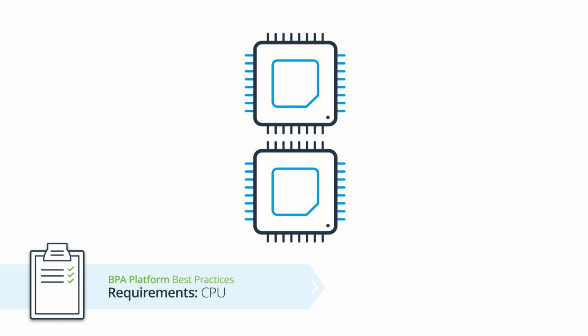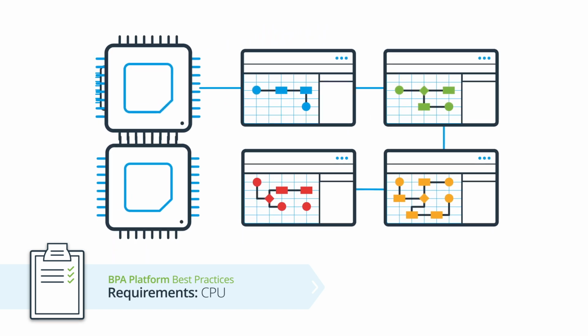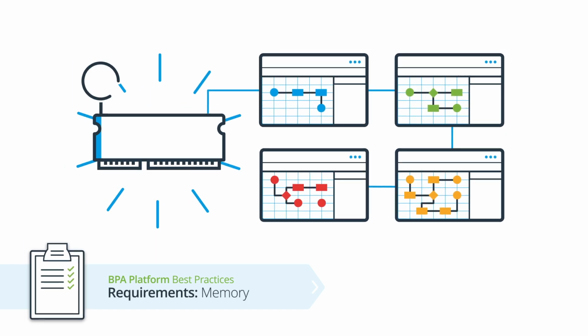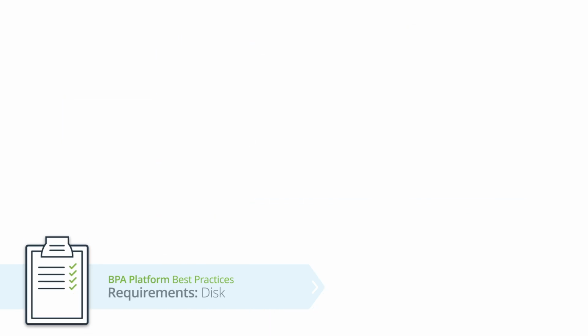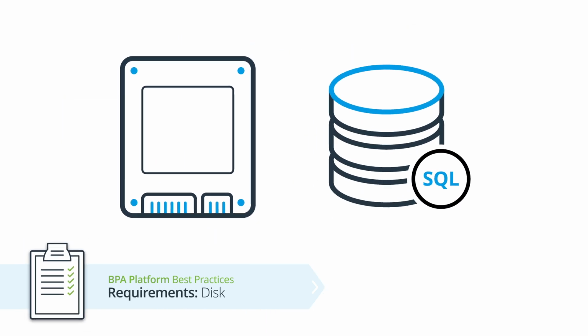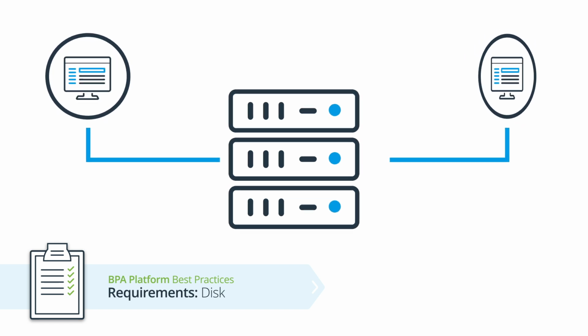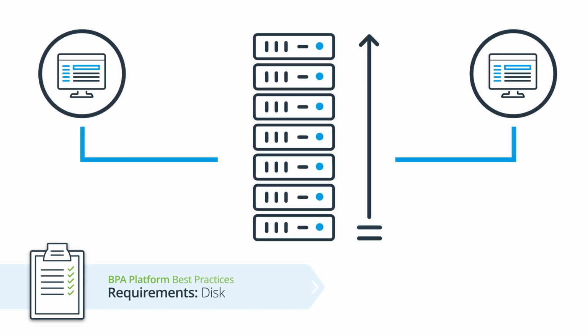Allocate 2 dual-core CPUs for 4 concurrent tasks, and scale cores for higher concurrency. Allocate 1 GB of RAM per concurrent task. Use SSD for SQL Server databases, and avoid sharing servers with other systems unless these specifications are significantly upgraded.